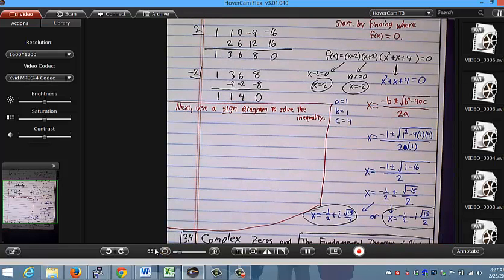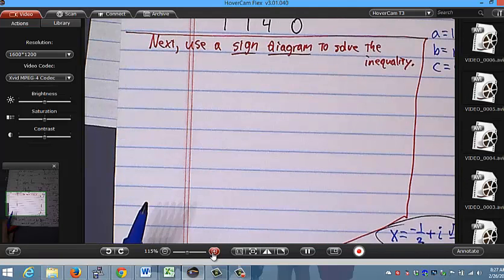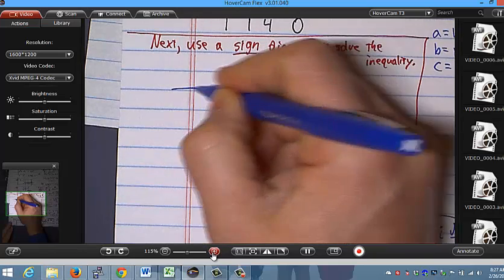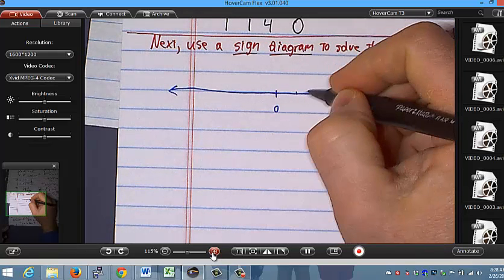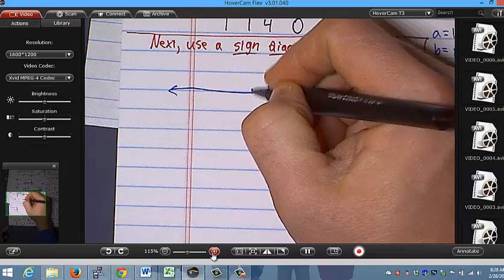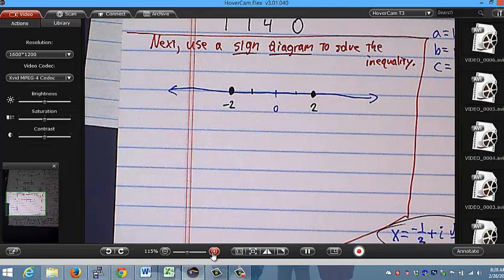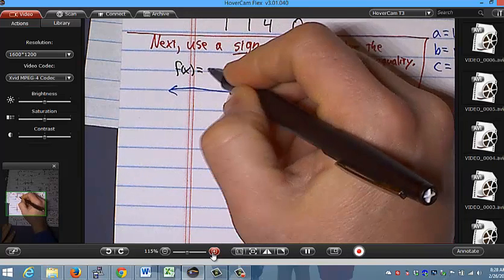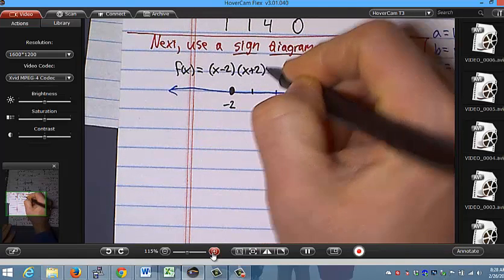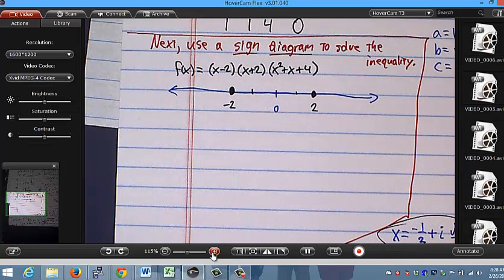And then I guess the next question is, what do you put on the number line? Well, we're going to put the places where the function equals 0 on the number line. So here's my number line, right? Where does the function equal 0? Well, we know it equals 0 at 2, and we know it equals 0 at negative 2, right? And when you do a sign diagram, what you do now is you test the function. Maybe I should write what my function is one more time. The factored form of my function is f of x equals x minus 2 times x plus 2 times x squared plus x plus 4. Okay? And what you do is you try all the different intervals.